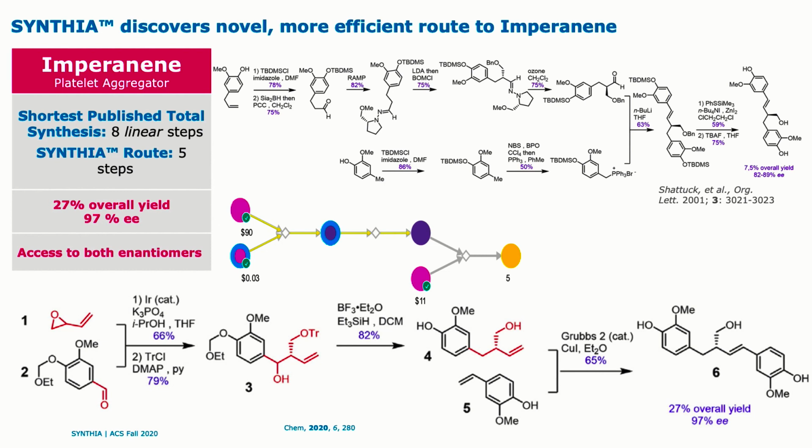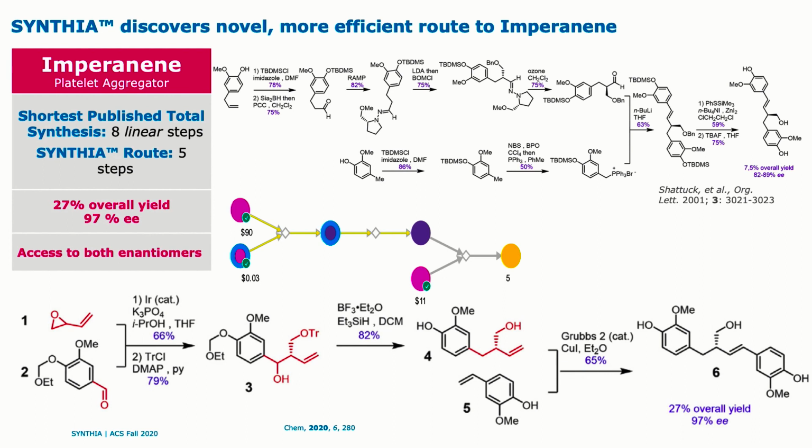The synthesis began with an enantioselective addition of vinyl epoxide 1 to a protected vanillin 2 according to Krische's methodology. This was done in a relatively high yield and followed by a reduction of benzyl alcohol 3 after a trityl protection. The final step was olefin metathesis using second-generation Grubbs catalyst with a commercially available styrene derivative. Synthia's pathway was fully validated at the bench to successfully give Emperonine in a 27% overall yield and 97% enantiomeric excess for the S enantiomer.